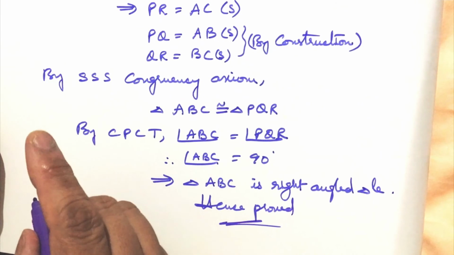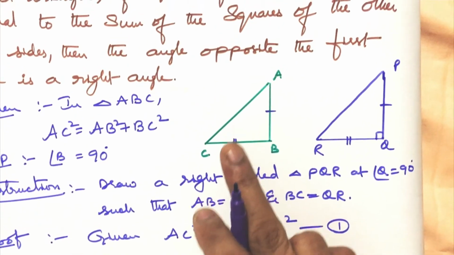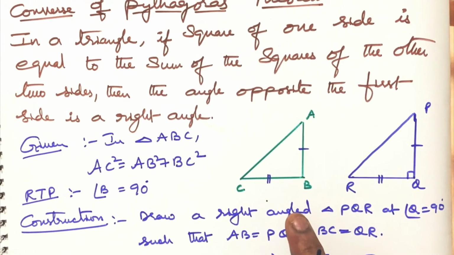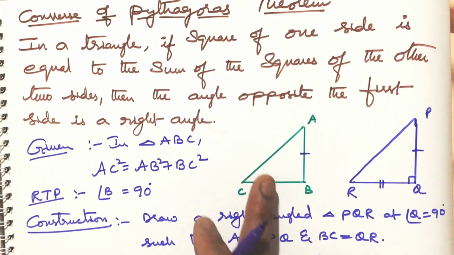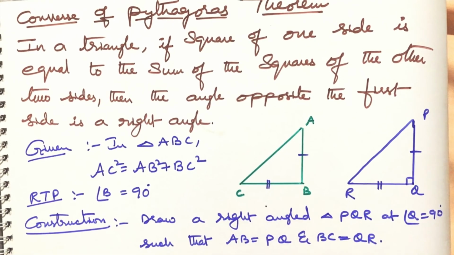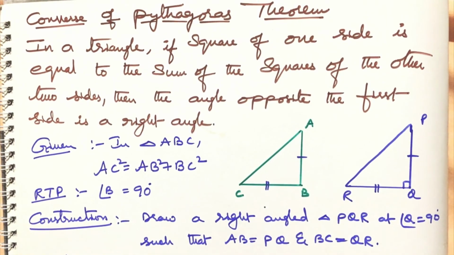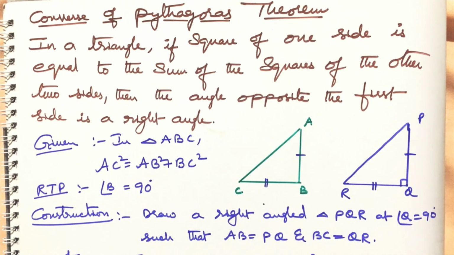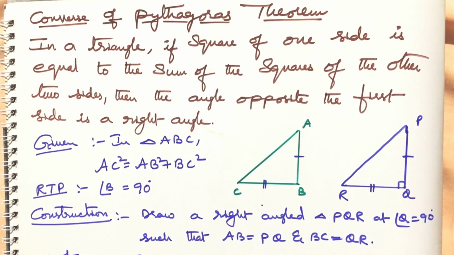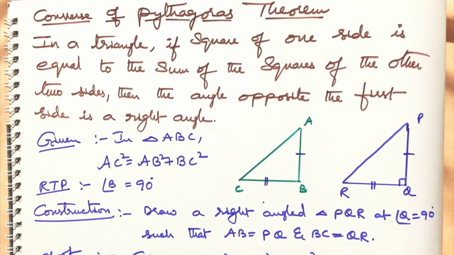We started with: if in a triangle the square of one side is equal to the sum of the squares of the remaining two sides, then the angle opposite to the first side is a right angle. We came to the conclusion. I hope this similarity concept is very clear to all. So you feel always that mathematics is an easy and interesting subject. I hope it is very clear to one and all.